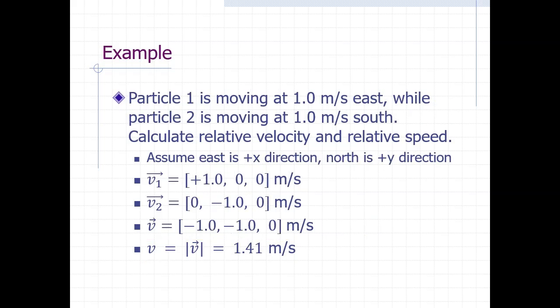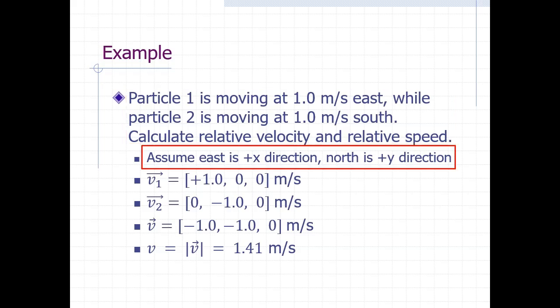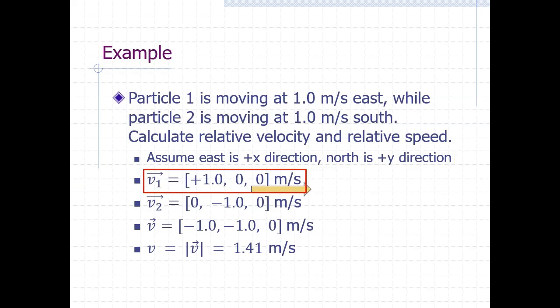Here's another example. Suppose particle 1 is moving at 1 meter per second due east, and particle 2 is moving, also at 1 meter per second, due south. Calculate the relative velocity and relative speed. This time, we'll draw arrows to visualize the vectors. Let's assume the positive x direction is due east and the positive y direction is due north. Here's vector v1, pointing east. Its components are plus 1, 0, and 0.